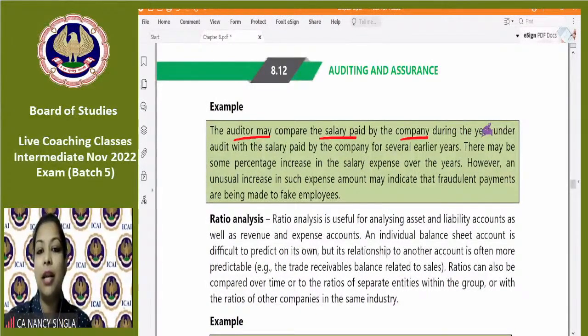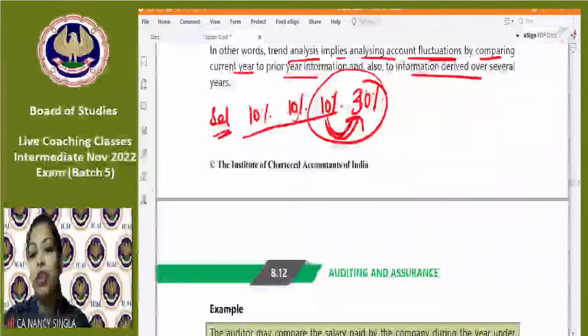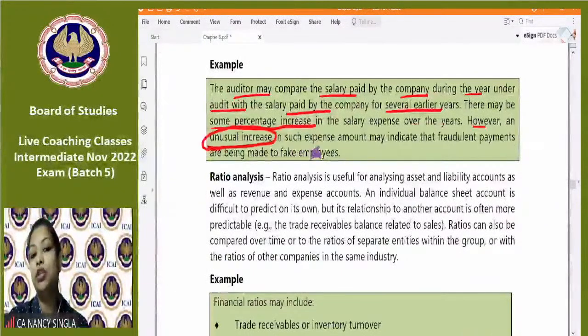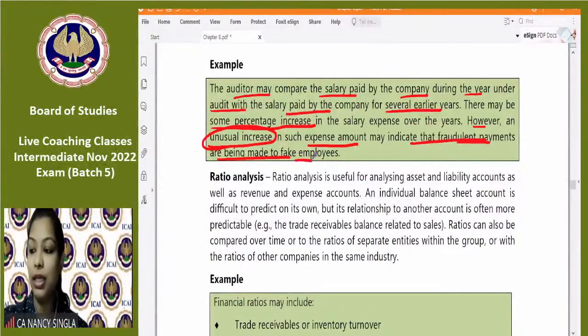है ना? In the salary expense, however, unusual increase in such expense amount may indicate fraudulent payment being made to fake employees. देखो अब when auditor finds that there is something unusual, इससे कुछ conclusion तो draw नहीं होता है ना. But this is what, attention directing process.